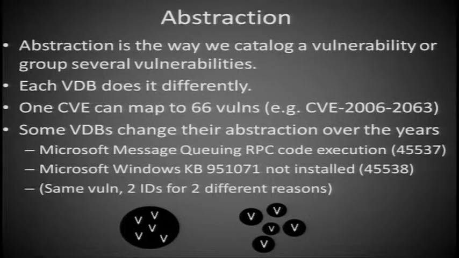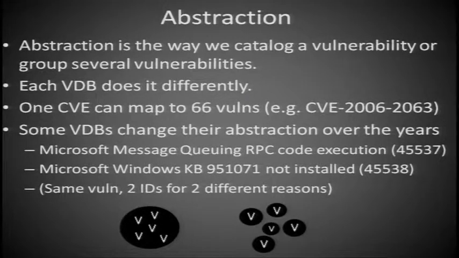Then you find out that CVE can map up to 66 distinct vulnerabilities. That's the most I've seen so far. How many CVEs were there last year? Doesn't matter. Let's say there's 5,000. How many vulnerabilities were there last year? Who knows? You have absolutely no way to count that.